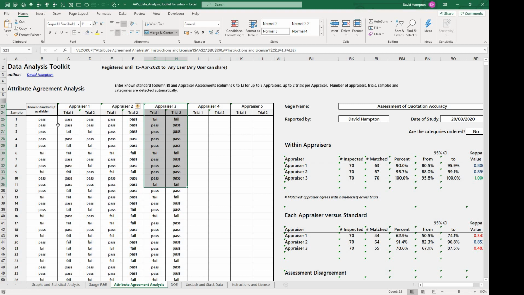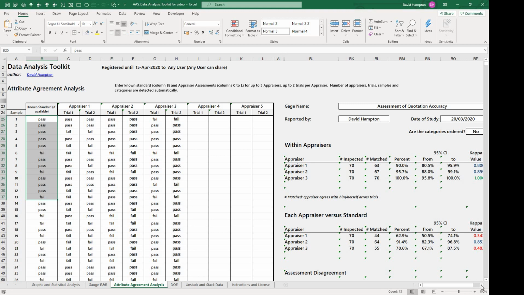And in addition to those, there is a column for the known standard, which may also be an expert opinion. This is needed because many attribute measurement systems involve some kind of subjective opinion as to whether something is visually acceptable or whether something has been completed correctly. And so it's very common that you have situations where evaluators are too critical or not critical enough, and we need to check for that.